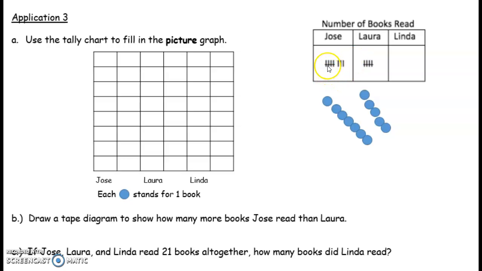Here we know that when we see a strike through, those tally marks mean that there are 5. And then we have 3 more, so 5 plus 3 is 8. So therefore, Jose has 8 books read.